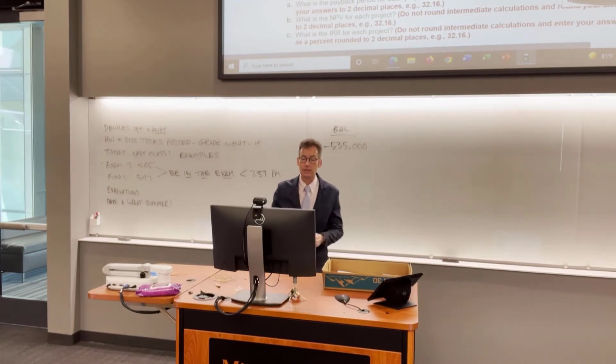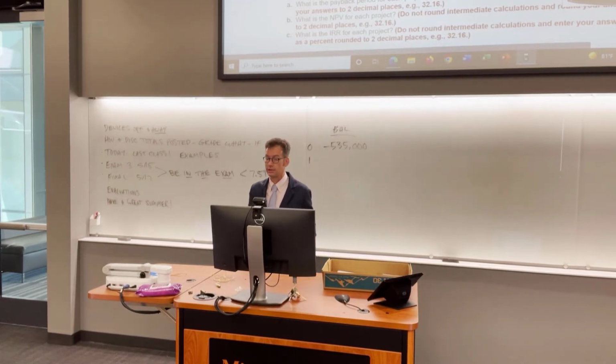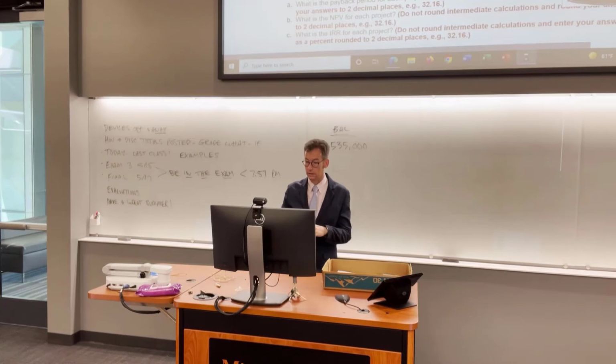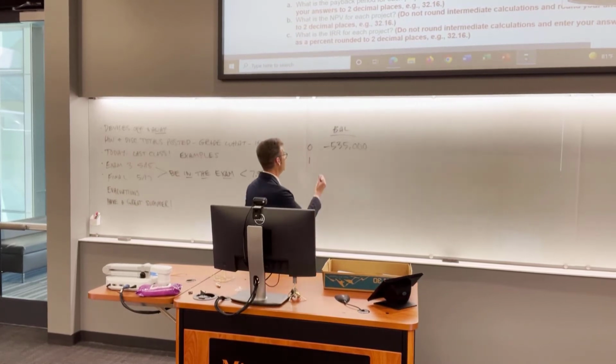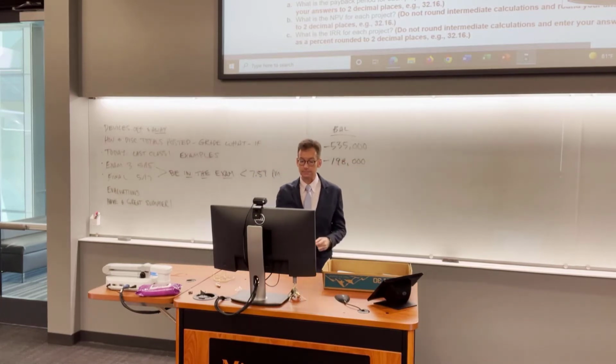Now, how do I get the balance that I showed you in class? How do I get it for year 1? Very good. So we're going to say 535, 1, 2, 3, negative, plus 337, 1, 2, 3, equal. We got negative 198,000. Have we broken even yet? Nope, because we're still negative.